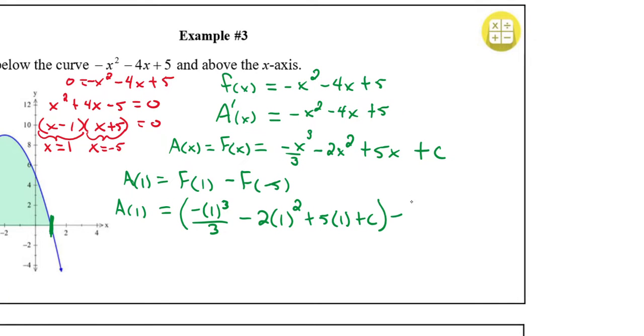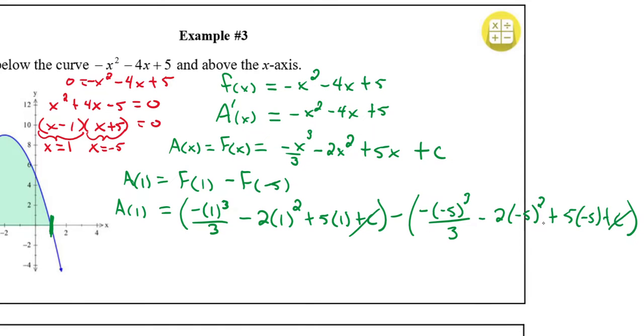So then that minus, and then it'd be minus negative 5 cubed over 3 minus 2 times negative 5 squared, and then plus 5 times negative 5 plus c. So again, our c's will cancel because I've got a negative out front here.